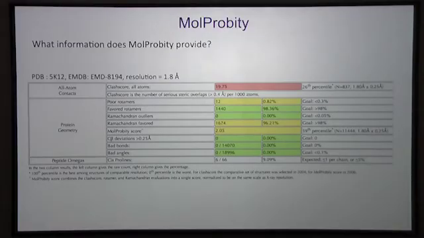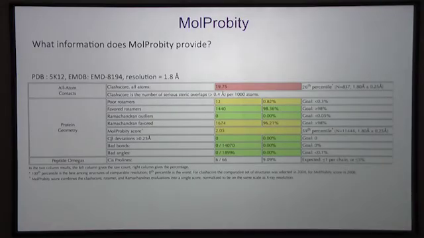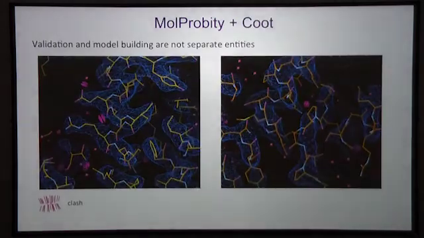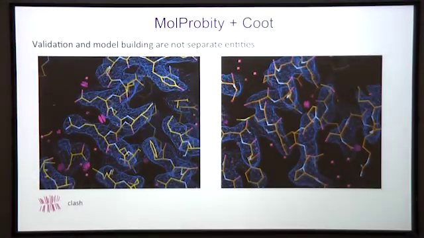So this is the Molprobity report for the highest reported resolution structure by Cryo-EM. So you can see that again it operates on this traffic light-based system, but here perhaps the clash score is worse than you might expect for a structure at this particular resolution. And then you can look at those clashes in COOT. So again, showing how validation and model building are interconnected.